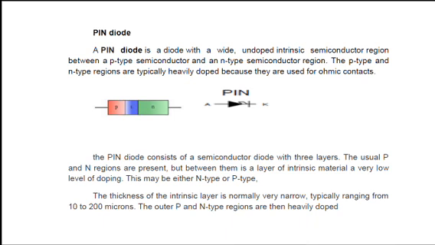And the PIN diode is a diode with a wide undoped intrinsic semiconductor region between the p-type and the n-type semiconductor. The p-type and the n-type regions are typically heavily doped because they are used for ohmic contact. So you can see the PIN diode in the diagram. It has three layers, the p and the n regions are present, but between them there is an intrinsic material which has a low level of doping.